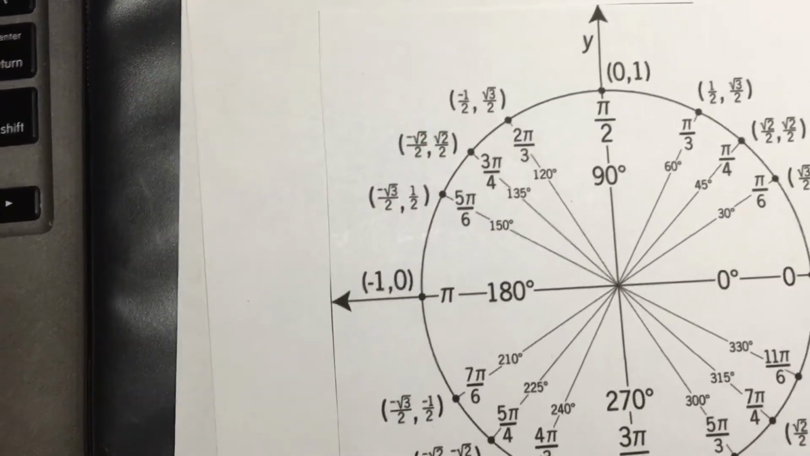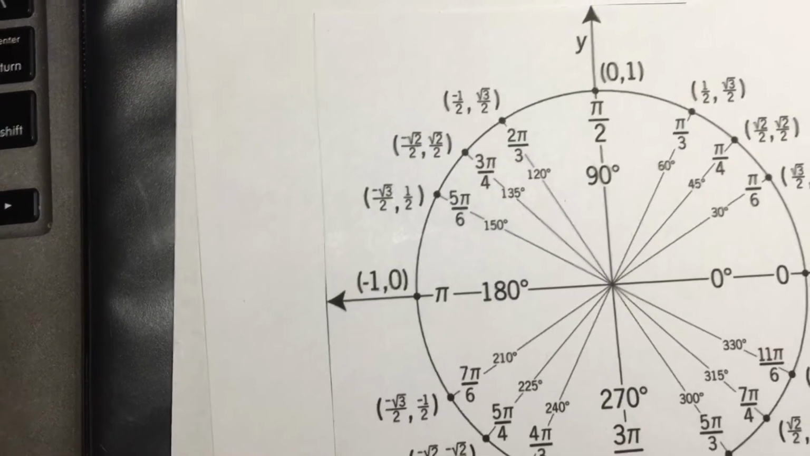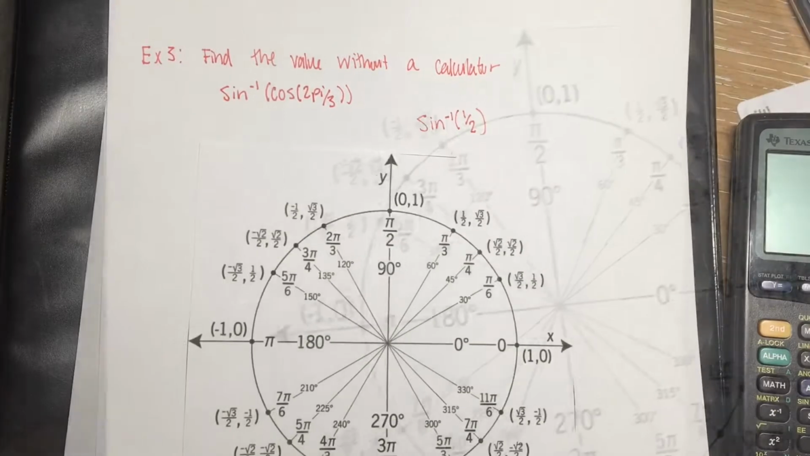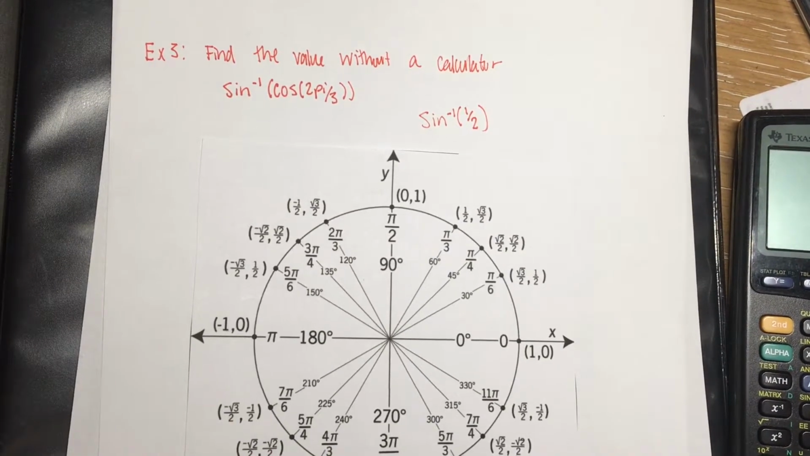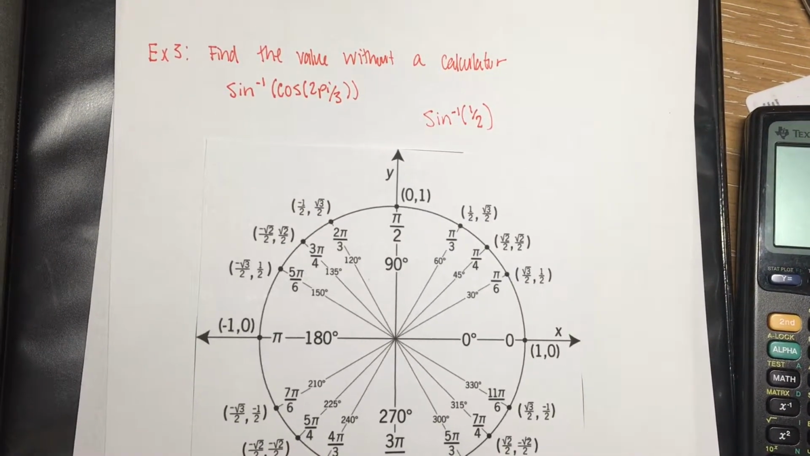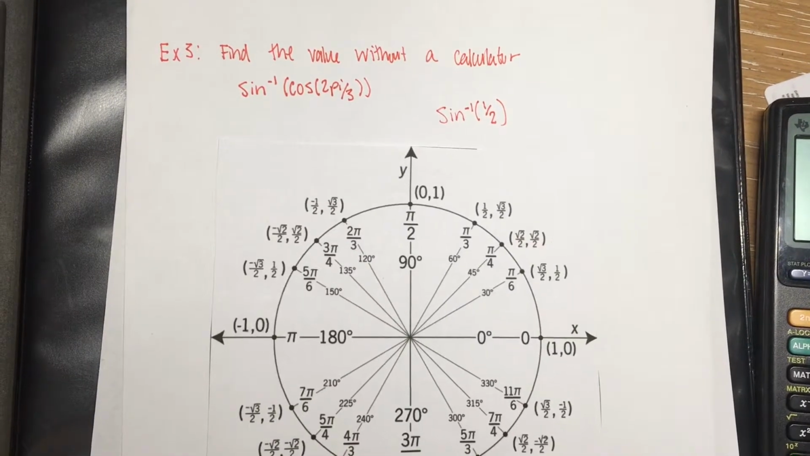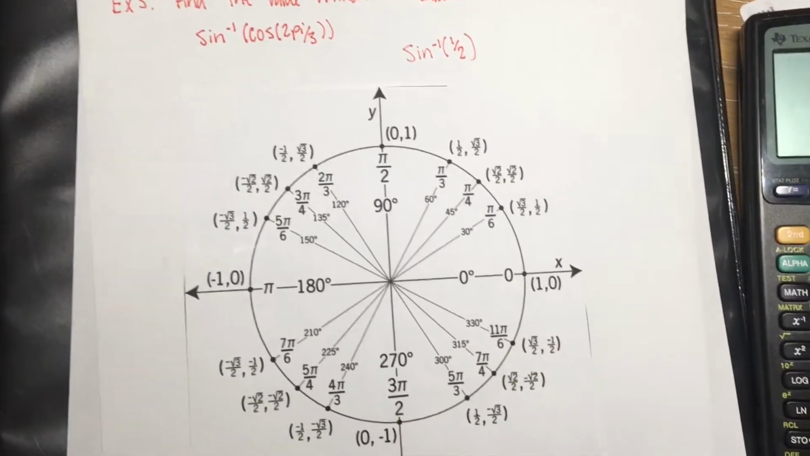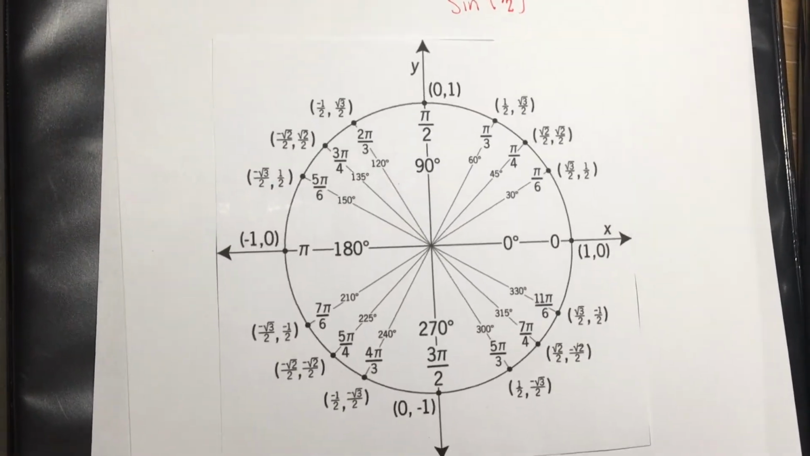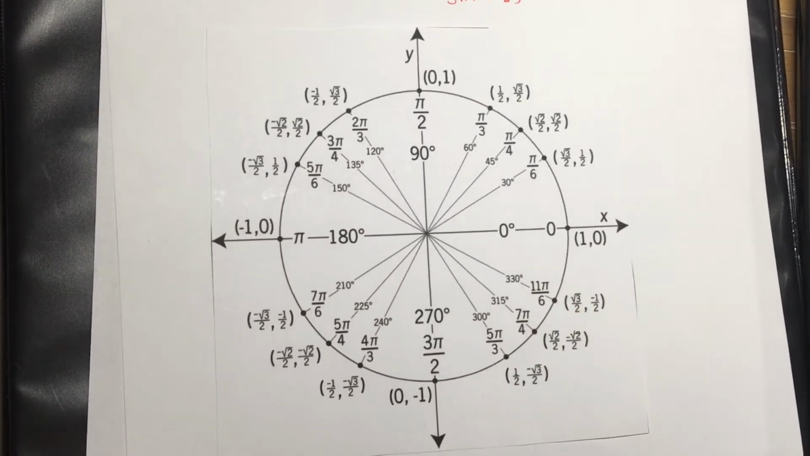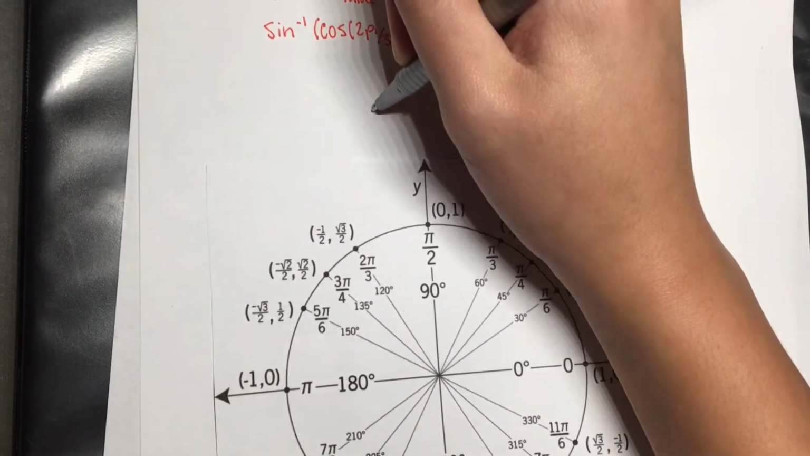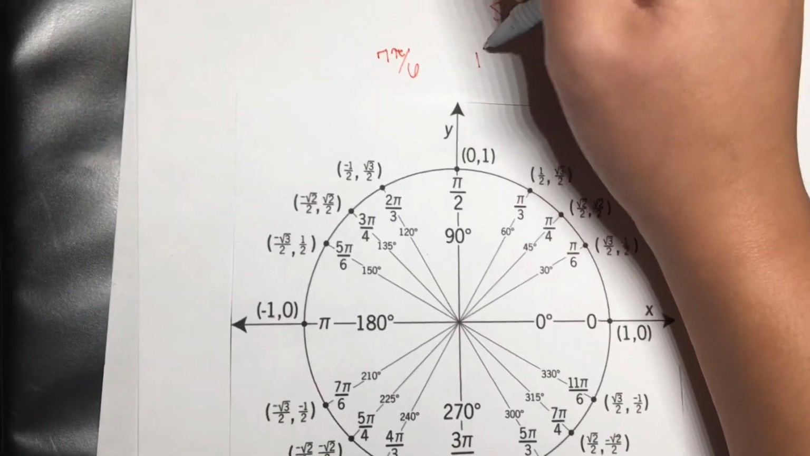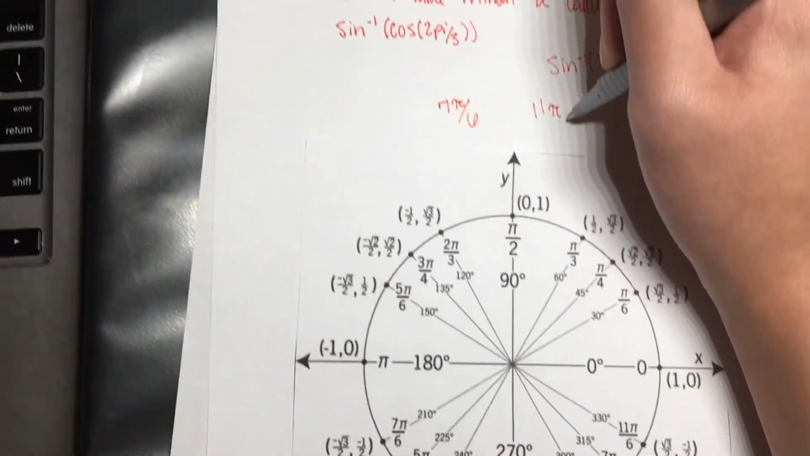So let's plug that into our problem, and now we have sine to the -1 of -1/2. Let me write that out for you. Now let's look for an angle value on the unit circle that also has a second coordinate of -1/2. It looks like there are two angle values that give us a value of -1/2, and they are 7 pi over 6 as well as 11 pi over 6. This will give our answer of 7 pi over 6 as well as 11 pi over 6.